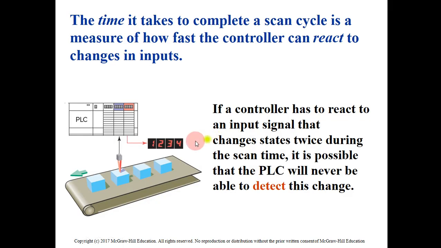The time that will be taken to complete one scan depends on how fast our controller is at processing the data, or how big our program is, how many rungs the PLC needs to complete in order to reach the end command at the end of the program, and so on. So if a controller has to react to one input signal that changes twice during one cycle, that means the PLC cannot read the second change. Okay, so within one cycle the PLC can only check one status, then in the next cycle it will check the other status, and so on.